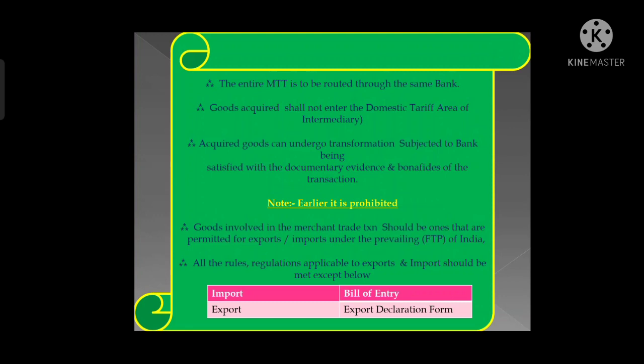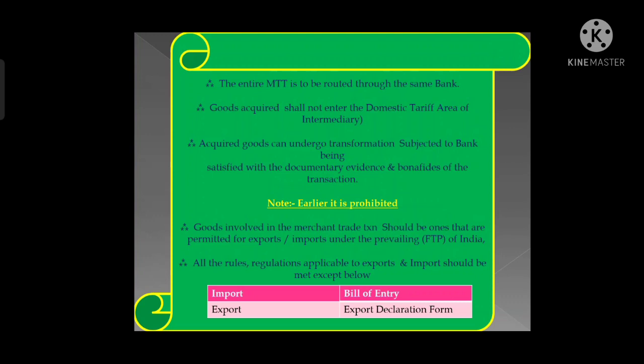More details about merchanting trade transaction, right? As per the RBI guideline, the entire merchanting trade is to be routed from the same bank only. If the merchant trader has received the export leg in advance with one bank, then the import leg payment should be made from that bank only. Or if the import leg payment is made from one bank, then the export leg should be received in that same bank only. Both legs should be routed from the same bank only.